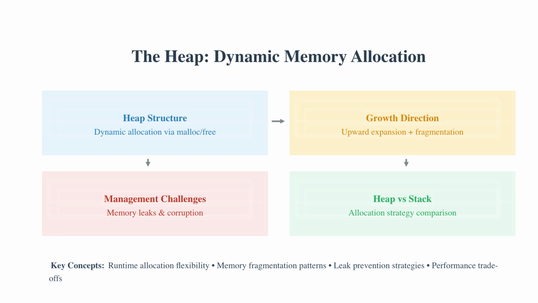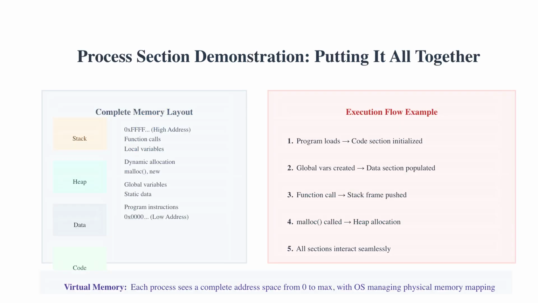Memory leaks occur when you forget to call free, leaving allocated memory unusable. Memory corruption happens when you write to freed memory or access memory outside your allocated bounds. These bugs can be particularly nasty to track down.